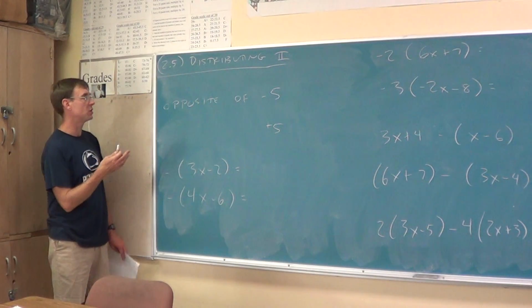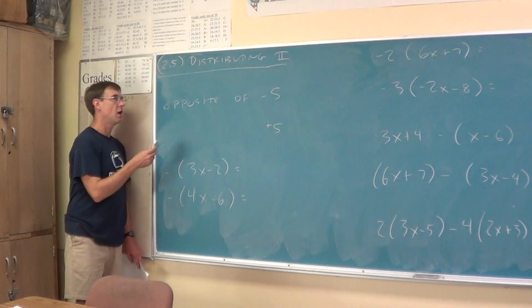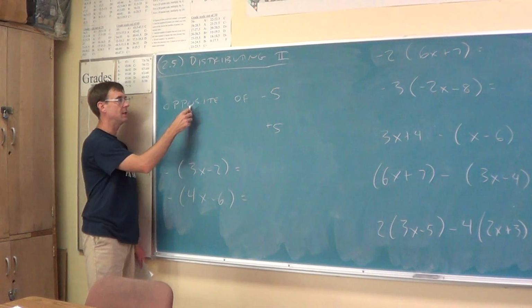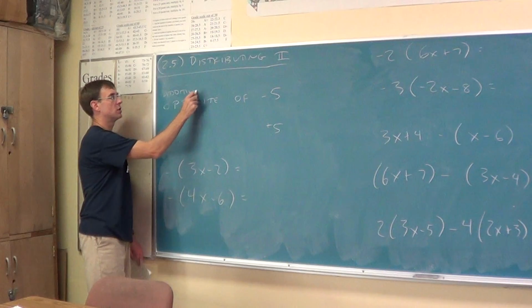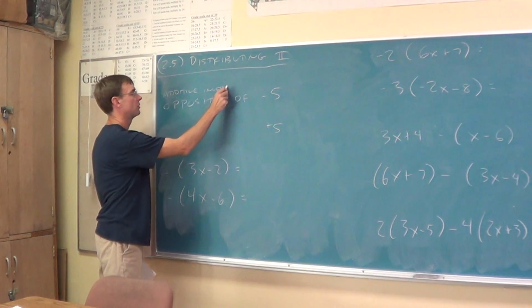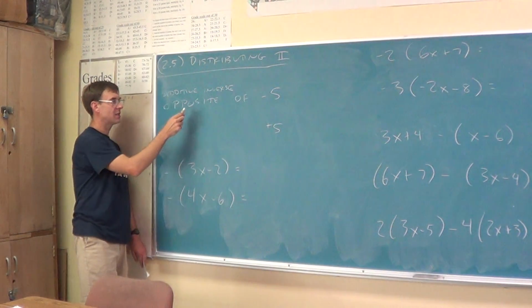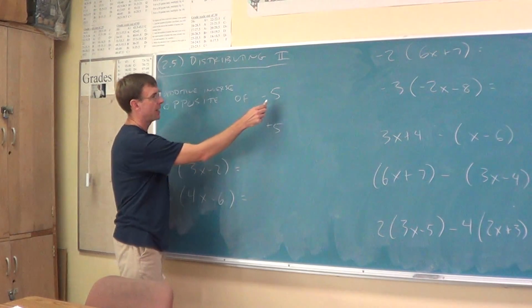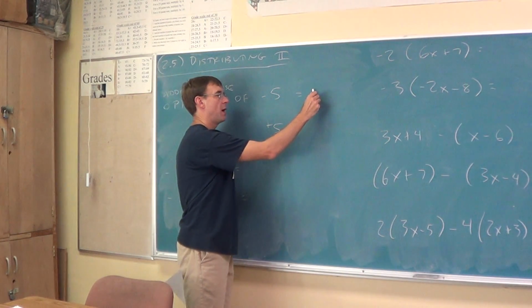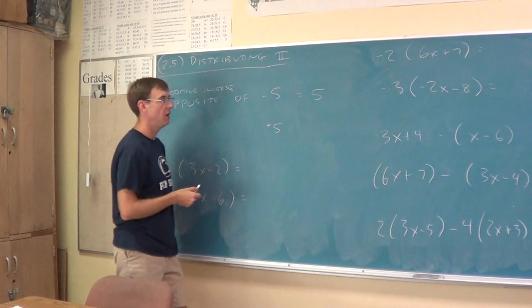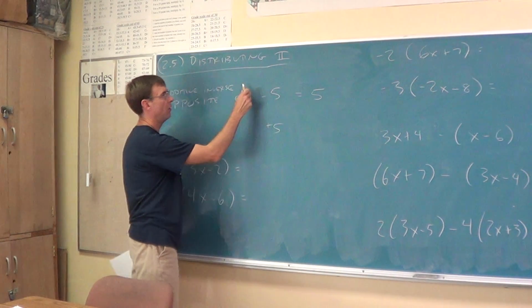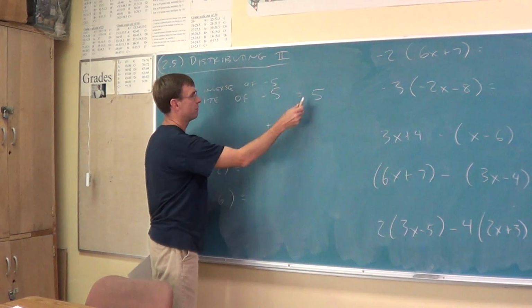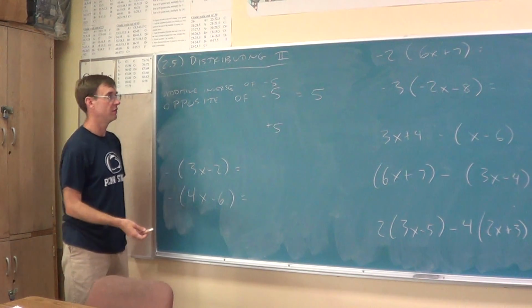But before we take a venture off into distributing, they're going to talk to you about a thing called the opposite. Some books, instead of the word opposite, will use the term additive inverse. So if you're asked to ever find the opposite of negative 5, that would just be positive 5. If you're ever asked to find the additive inverse of negative 5, that would still be positive 5.